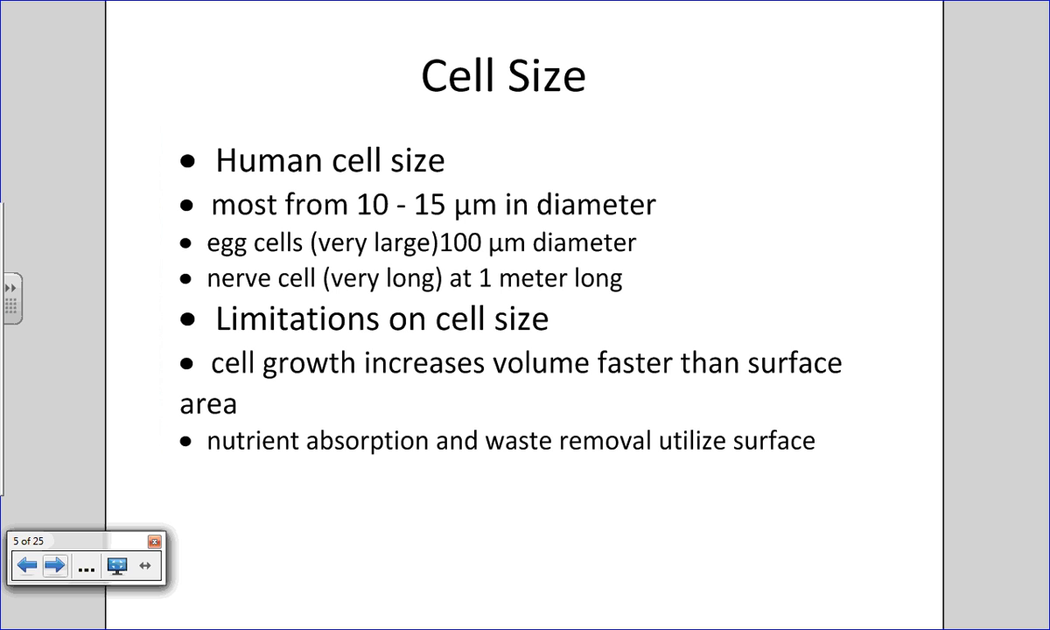And as you already know, cells are small. Cells are small. When you see this symbol right here, think of that as micro.